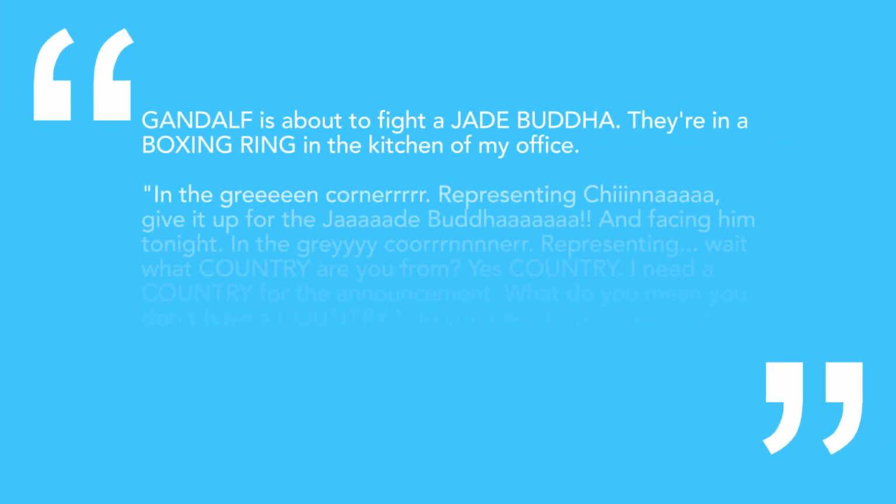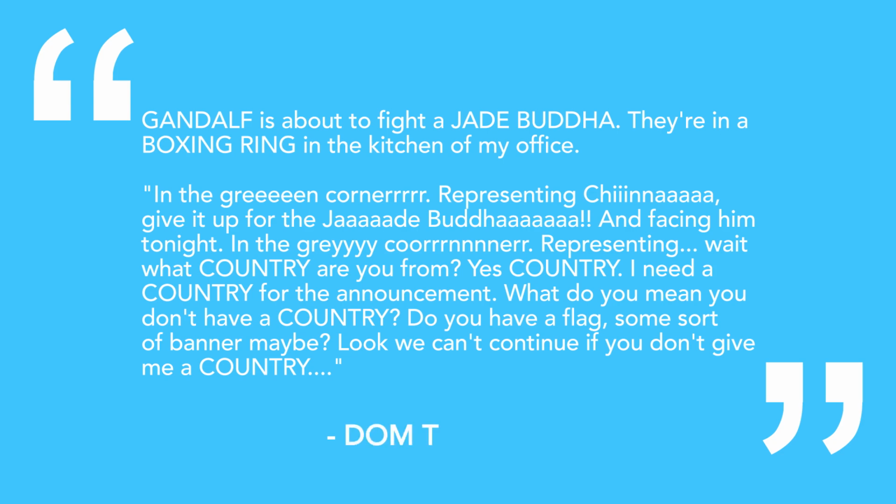Gandalf is about to fight a jade Buddha. They're in a boxing ring in the kitchen of my office. In the green corner, representing China, give it up for the jade Buddha. And facing him tonight, in the gray corner, representing... Wait, what country are you from? Yes, country. I need a country for the announcement. What do you mean? You don't have a country? Do you have a flag? Some sort of banner, maybe? Look, we can't continue if you don't give me a country.